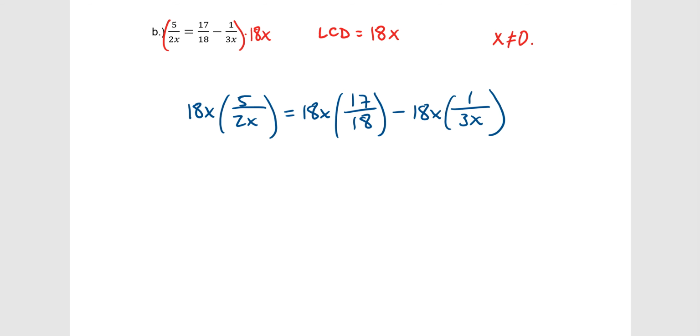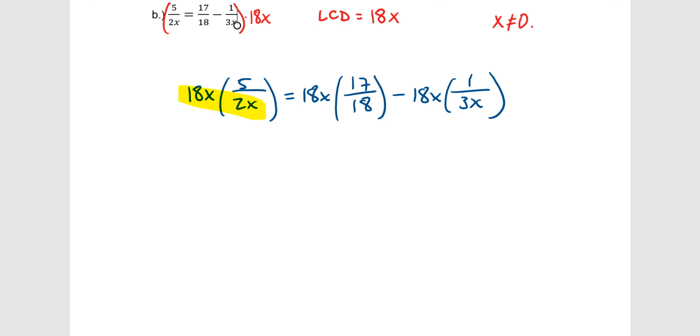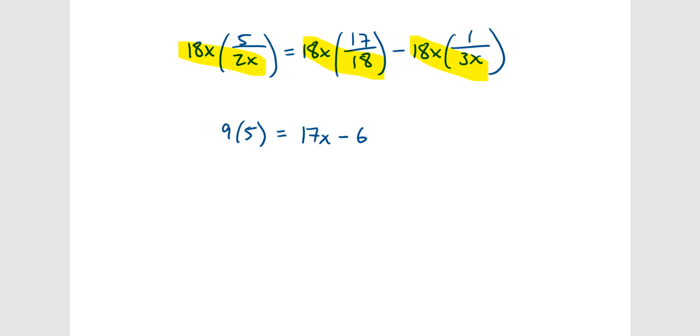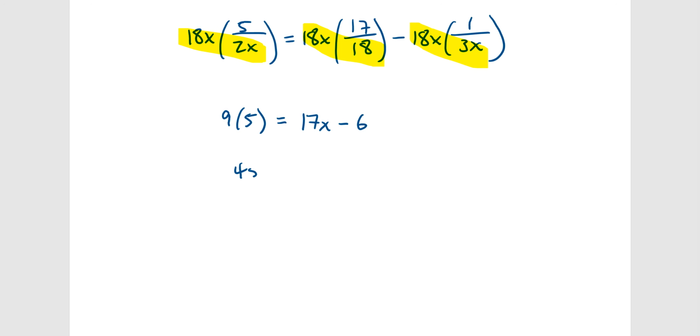And let's simplify. So 18x over 2x. The x's cancel. We're just left with 18 over 2, which is 9. So I'll do 9 times 5 equals 18x over 18. The 18s cancel, we're just left with x. So that's 17x. And lastly, we have 18x over 3x. The x's cancel. 18 over 3, we get 6. So 6 times 1, so just 6. Okay, so let's simplify that a little bit. We have 45 equals 17x minus 6.